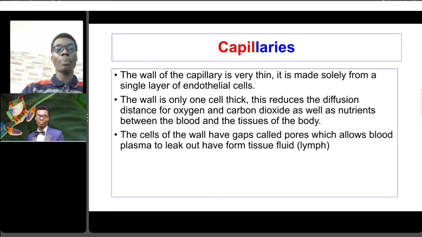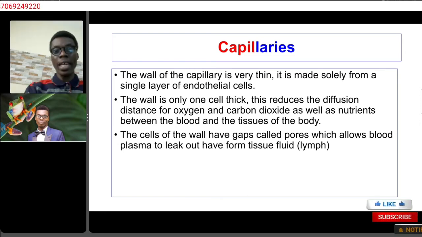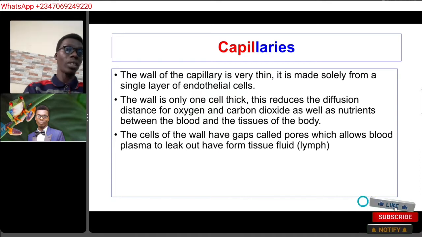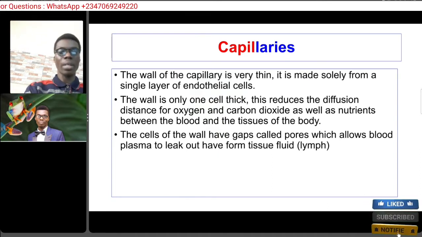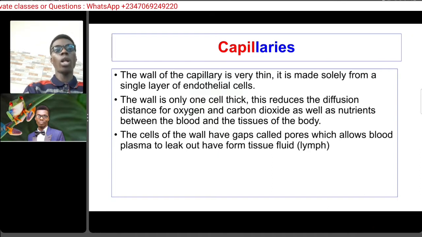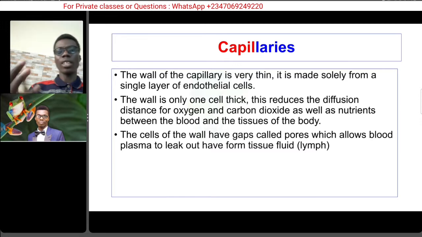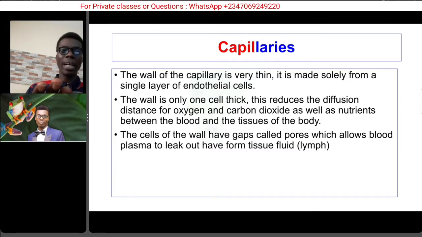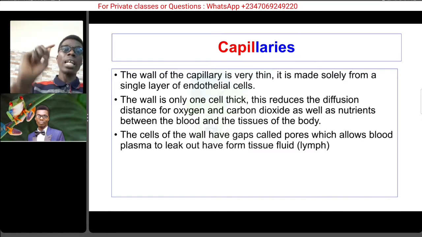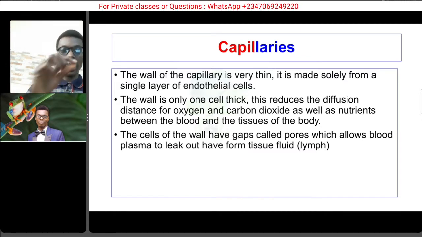So we'll move on to capillaries. We've talked about veins and arteries in the previous video. So now we look at capillaries. Now it says the wall of the capillary is very thin. It's made solely from a single layer of endothelial cells. So it doesn't have all the collagen fiber and elastic fiber to allow it to contract. It's not needed because it is where gas exchange, tissue exchange takes place, or nutrient exchange, just exchange.